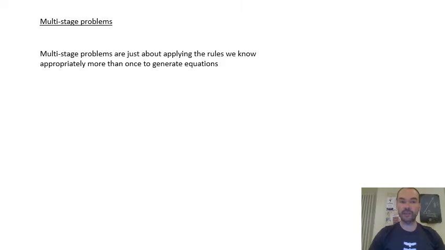Now the plan was to finish chapter 17 before what would have been the Easter break. So here are some examples from the end of chapter 17, which they call the multi-stage problems. First thing to say would be multi-stage problems are simply about applying the rules we know appropriately more than once to generate equations.